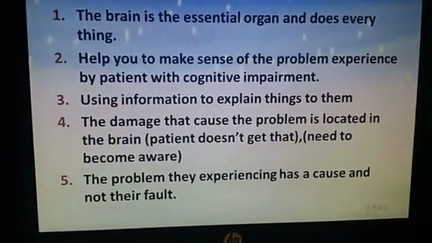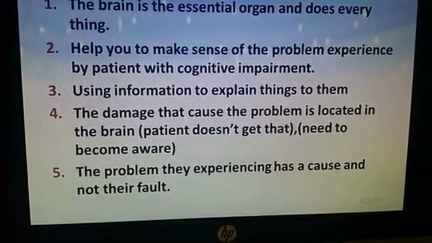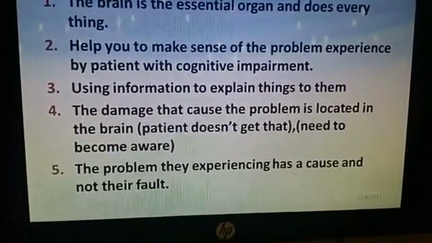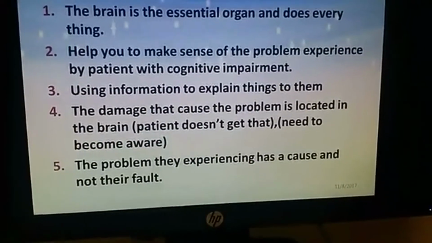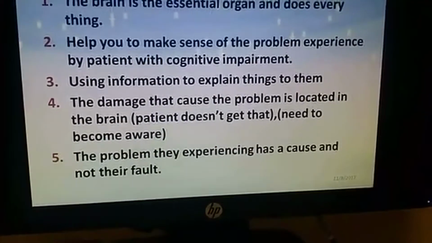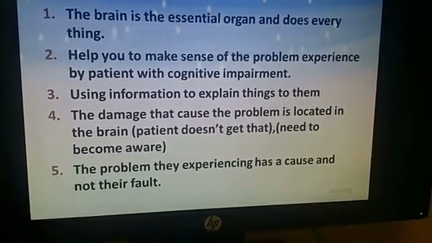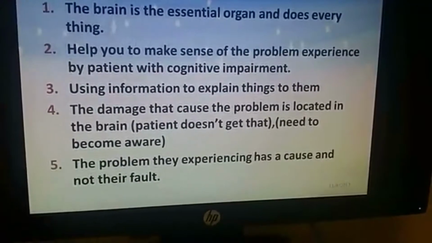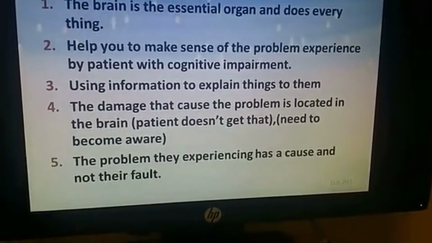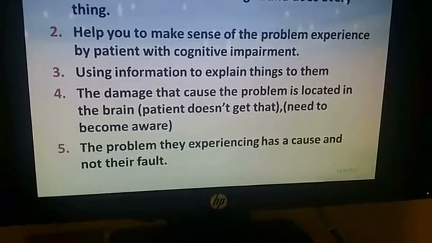Also, knowing our anatomy and physiology helps you to make sense of the problems experienced by patients with cognitive impairment. Then you're going to use this information to explain to the patient and the parent, because for sure they're going to ask you. You need to explain to them that the damage that caused the problem is located in the brain. And the patient doesn't get that. They think the problem is in their arm or their leg.